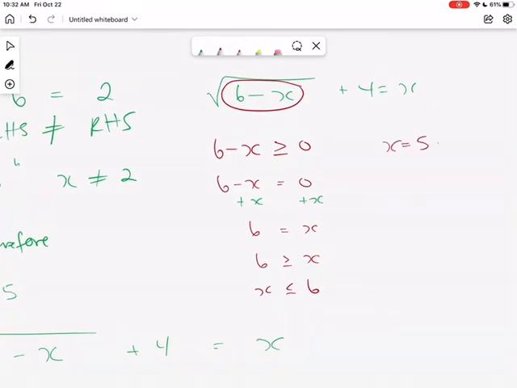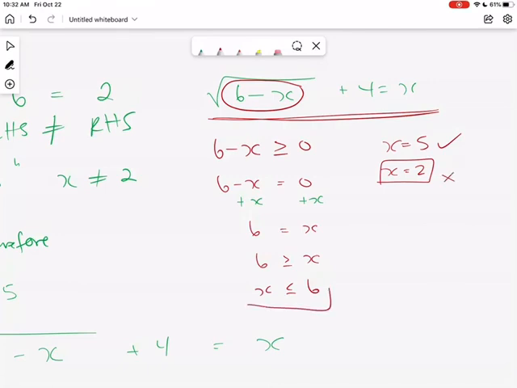x equals 5 fits that condition. x equals 2 fits that condition, except it doesn't make this equation true. So we run into some issues there. Okay, but again, just a little reminder on the restriction situation so you know what to anticipate.